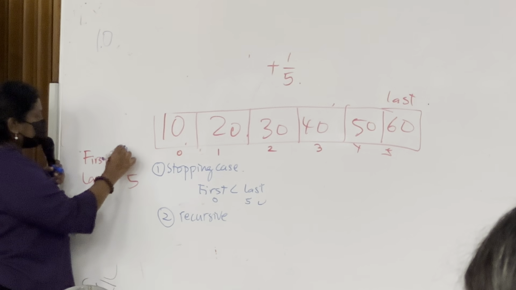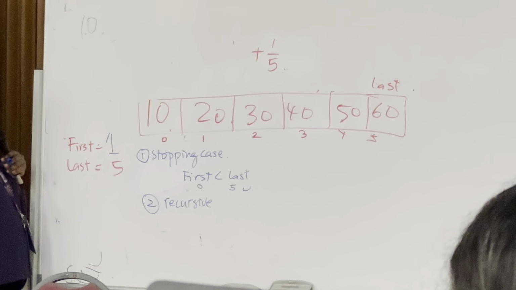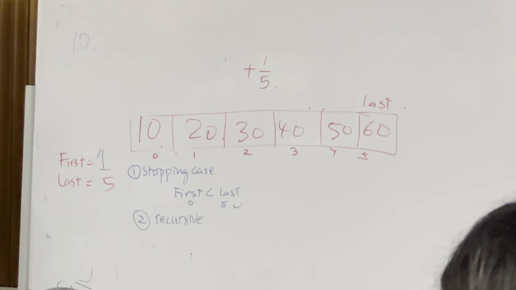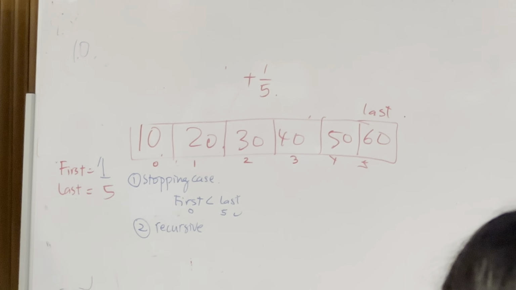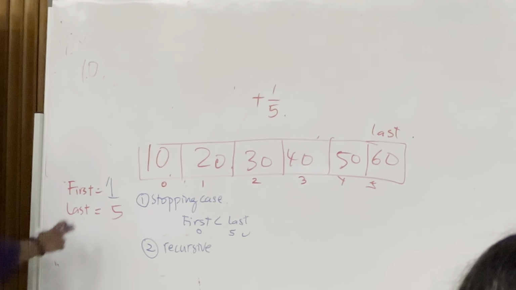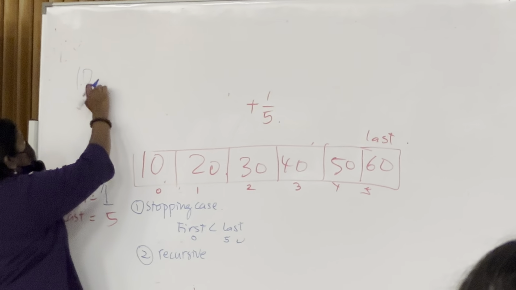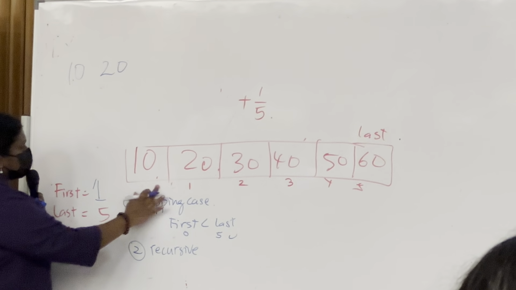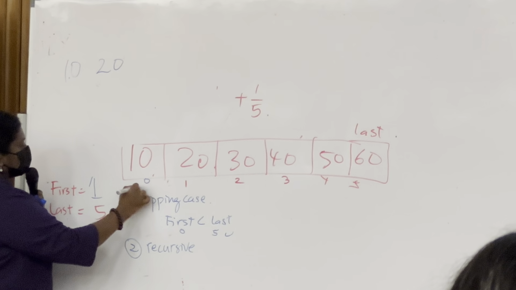My first is 1, okay? My first is 1, right? What am I printing? System.out.print array first. So this is my first. I print, got space, I print. Next is the stopping case. Here I print out, huh?